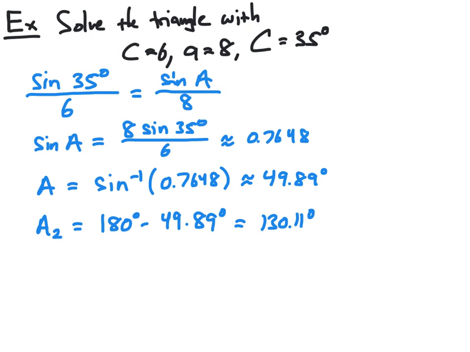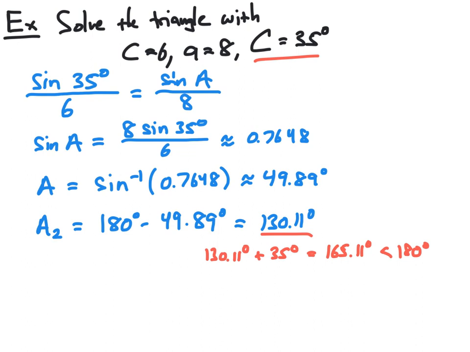So now, if we look at the two angles that we would have in this second case, 130.11 degrees plus the angle C, which is 35 degrees, this would be equal to 165.11 degrees. And unlike the previous example, this is less than 180 degrees. This means that this is actually a valid triangle, that this A2 will give a valid triangle along with the three pieces of given information.